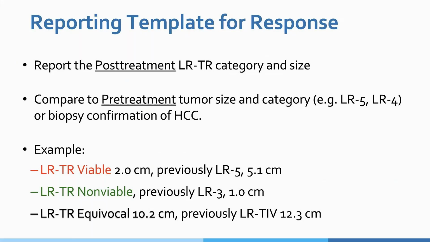On the next line, LI-RADS treated non-viable, previously LI-RADS 3, 1.0 centimeter. And the LI-RADS 3 can be a lesion that could have easily been an area of perfusion abnormality, but after, say, embolization of the lobe, it clearly appears non-enhancing, and so you uncovered disease that was previously ambiguous. And LI-RADS treated equivocal, 10.2 centimeter, previously LI-RADS tumor in vein, 12.3 centimeter. Tumors with tumor in the portal vein can sometimes have atypical enhancement patterns, and after treatment can be harder to interpret. And that's an example of where equivocal may become handy.